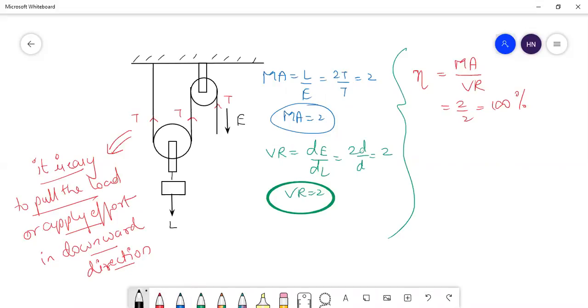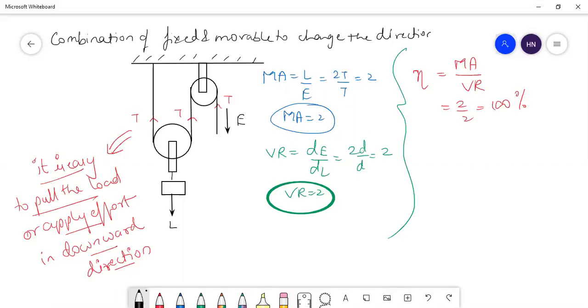Just copy it down. We can put the heading: it's a combination of fixed and movable pulley to change the direction of effort.